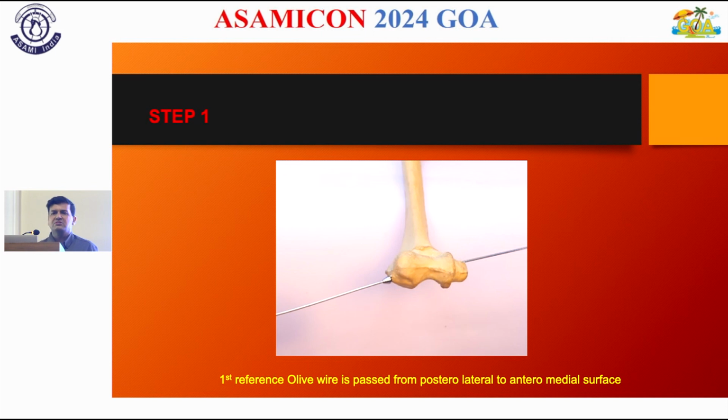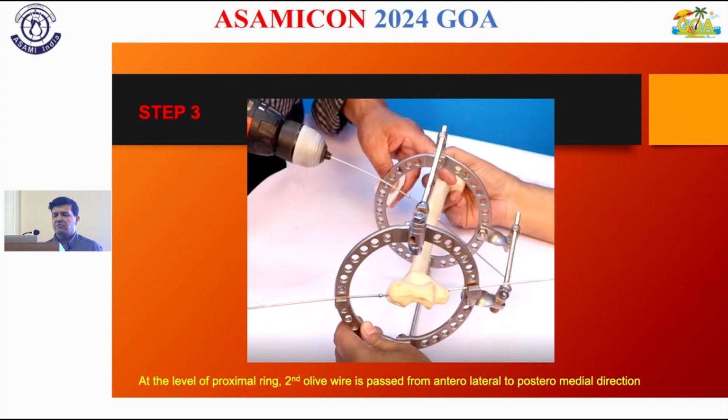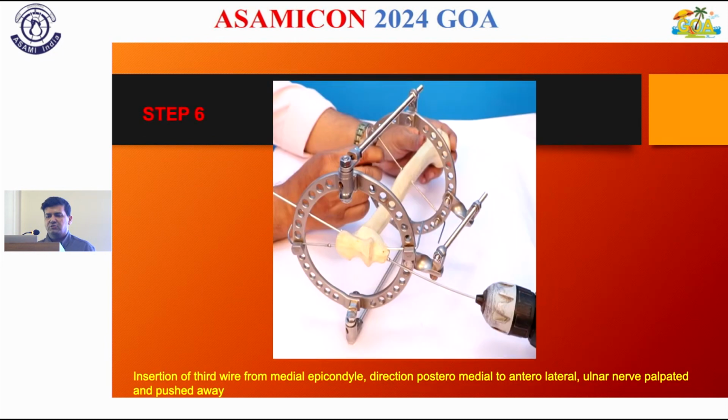So we talk about the surgical technique. The first step, the first olive wire is passed from posterolateral to anteromedial surface. Over it, the pre-constructed frame is applied. Then at the level of the proximal ring, a second olive wire is passed from anterolateral to posteromedial direction. Then tensioning is done of both the wires.